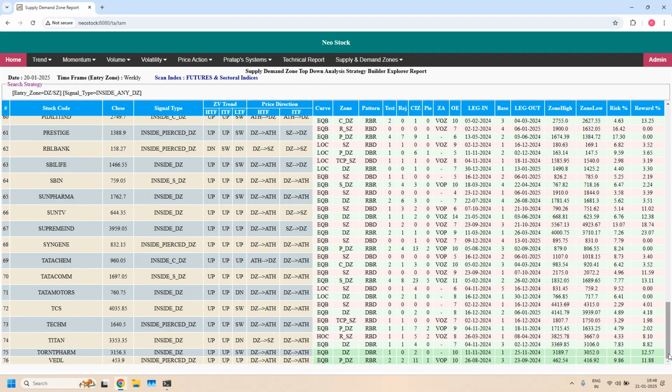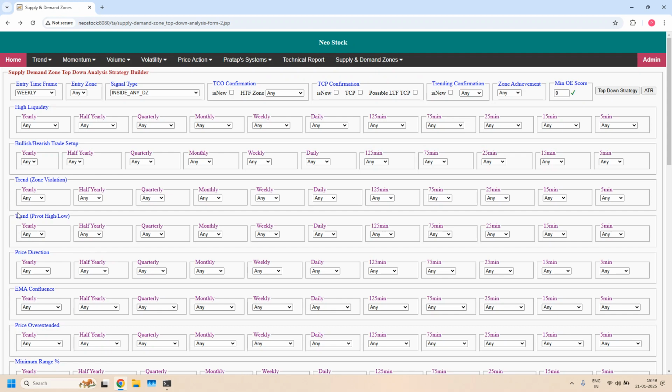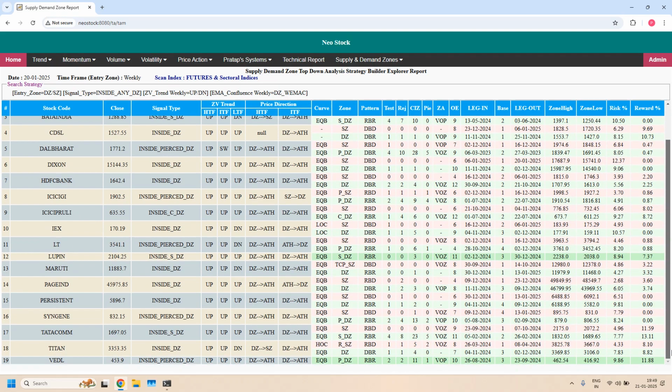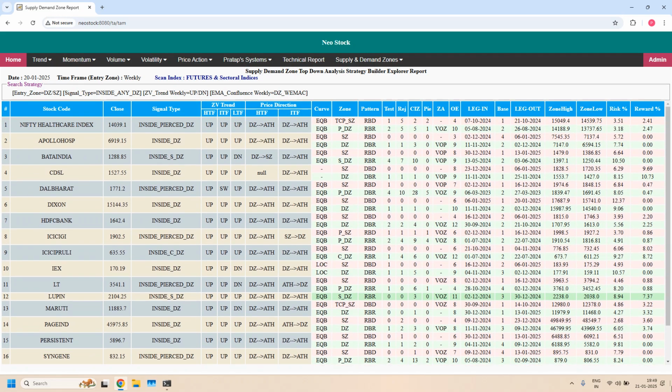Out of these 76, how many of these weekly demand zones are having weekly EMA Confluence? So let's add that EMA filter. The EMA Confluence weekly time frame, I am setting the filter: weekly demand zone having weekly EMA Confluence, and trend at weekly time frame should be up or down. It should not be sideways. Now the list has come down to 19 stocks. So first 16 stocks in the list.